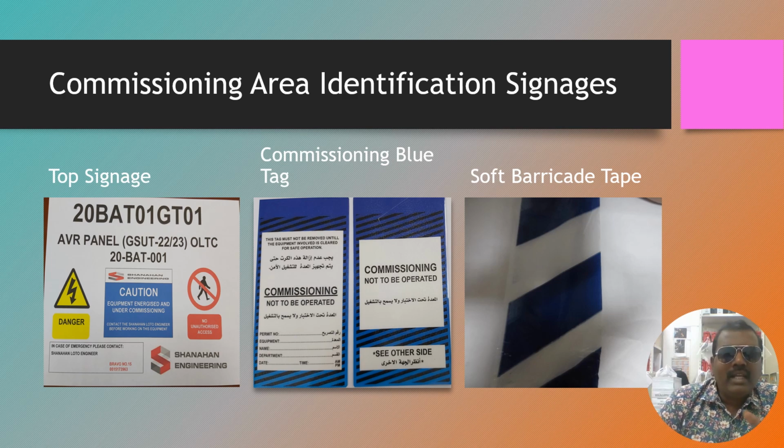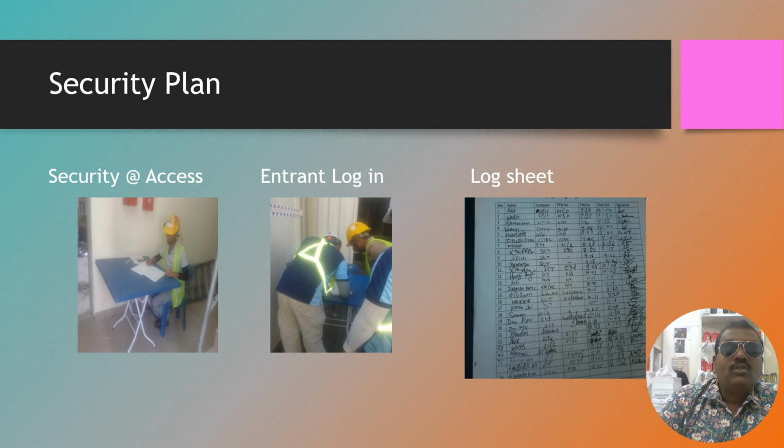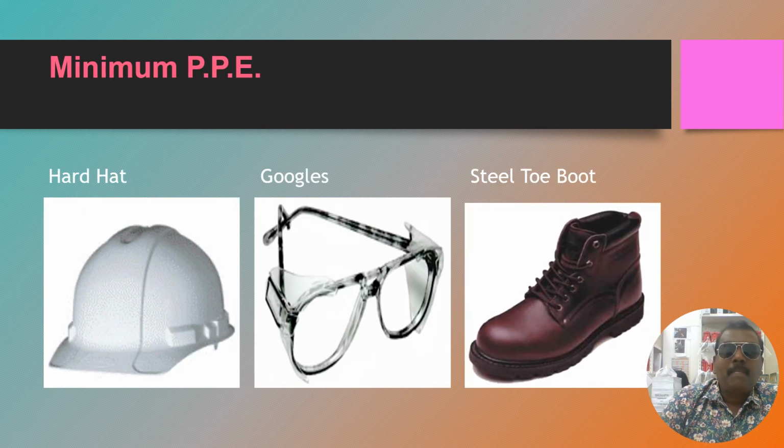We have given some area identification signage which has been handed over from construction to commissioning. To indicate that condition, we have a few methods here. So, security plan: there should always be security in the commissioning zone, in all the electrical buildings, especially critical locations also. An entry log sheet should be maintained. Minimum PPE is required, like hard hat, goggles. If you are entering the electrical substations, there should be clear glasses.